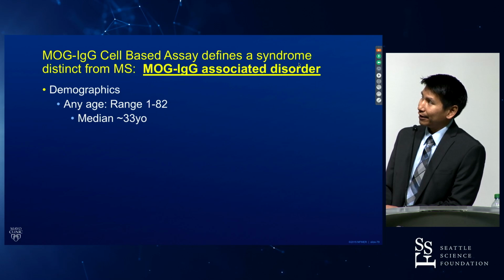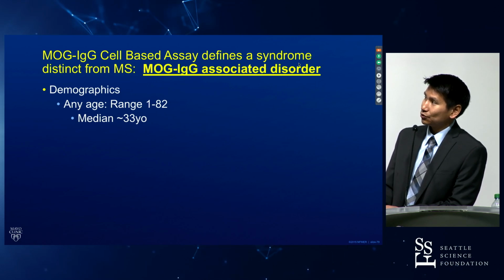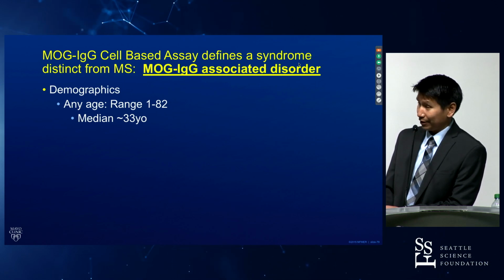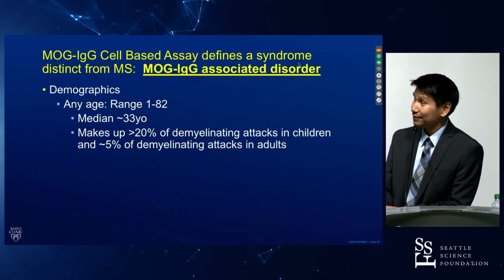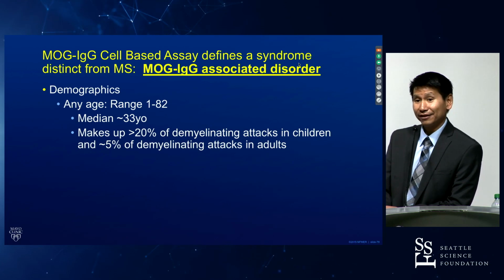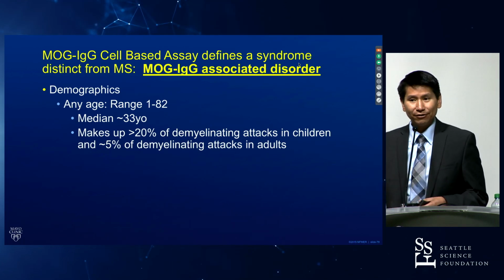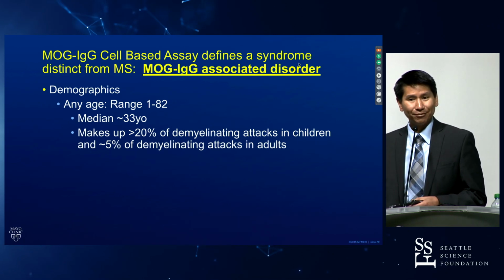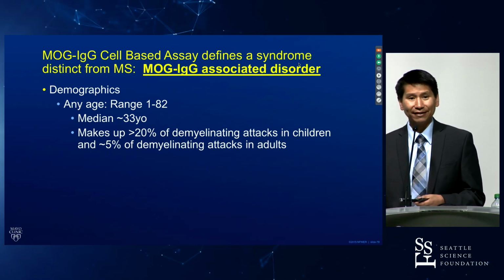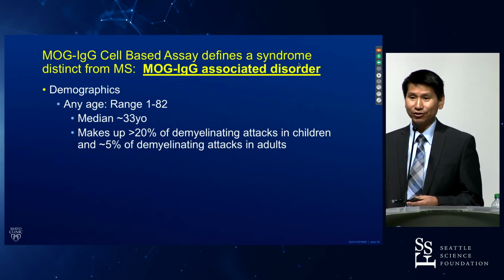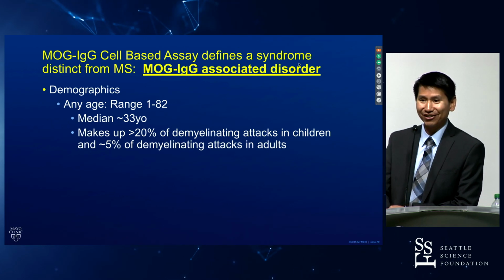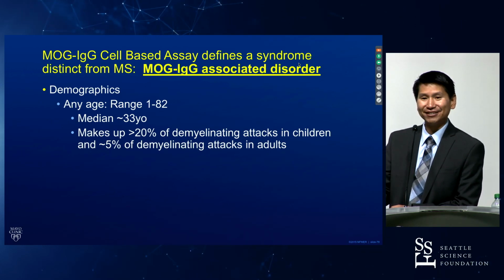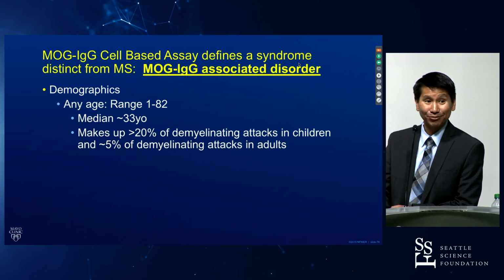But in terms of what we know about it right now, MOG-associated disorder is distinct from MS. It can affect any age with a median age of 33. It makes up over 20% of demyelinating attacks in children, and probably about 5% of demyelinating attacks in adults. And if you think about childhood optic neuritis, before we had MOG antibody, we knew that childhood optic neuritis tended to be bilateral, tended to have severe onset, good response to steroids, and often was steroid dependent. These are all classic features of MOG optic neuritis. So we've always had a gestalt idea of childhood optic neuritis, and it's because a lot of those were MOG.